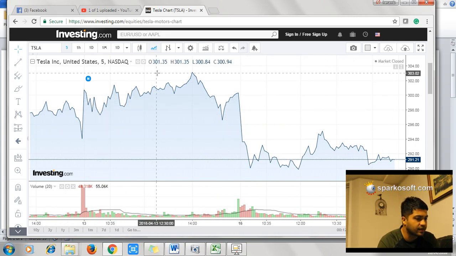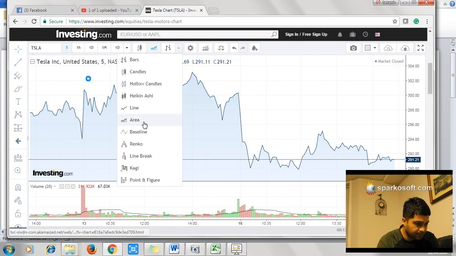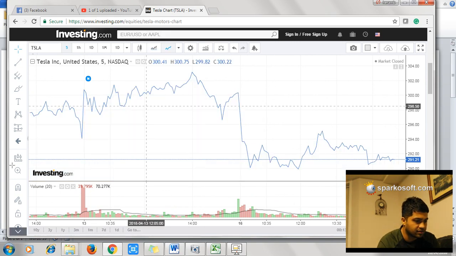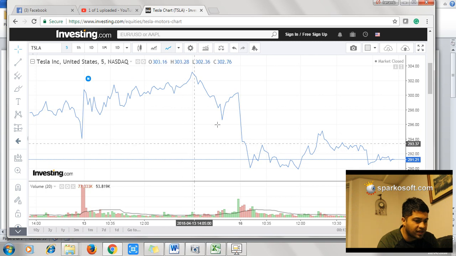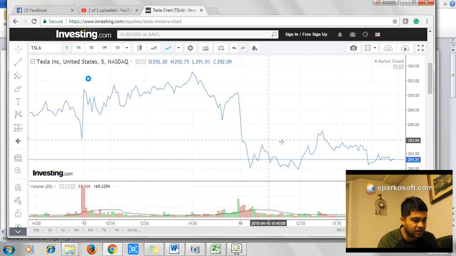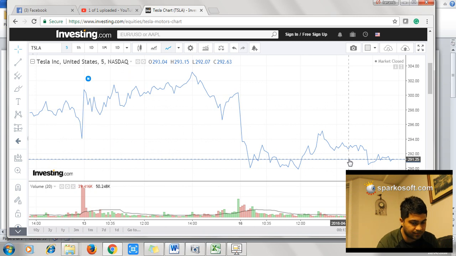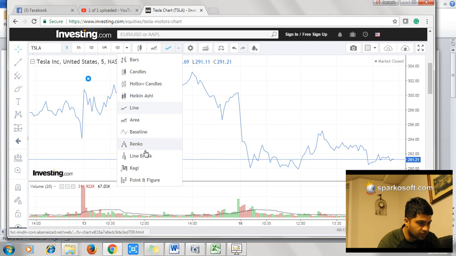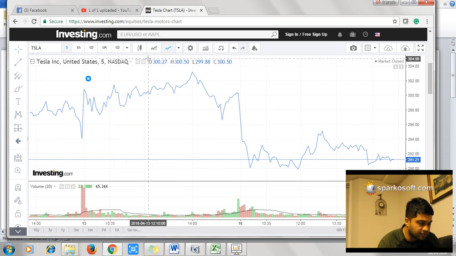Okay, the next type of chart is a line chart. So instead of looking at a filled area, it just shows a line, but again the logic remains the same, that we are looking at closing prices. Okay, then you have, sorry for that, a bar chart.